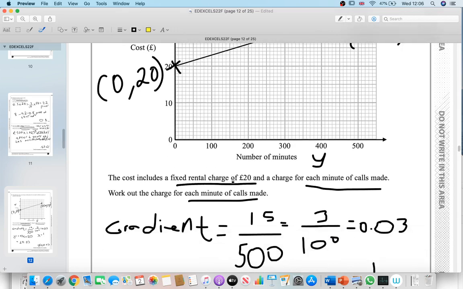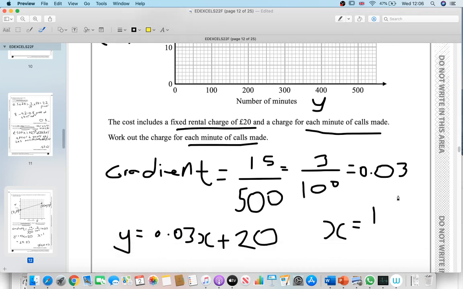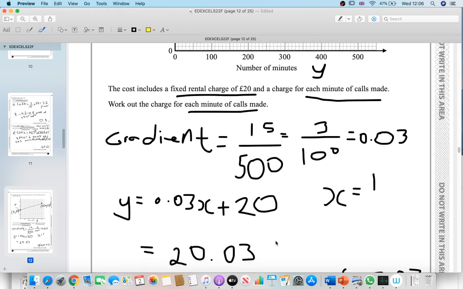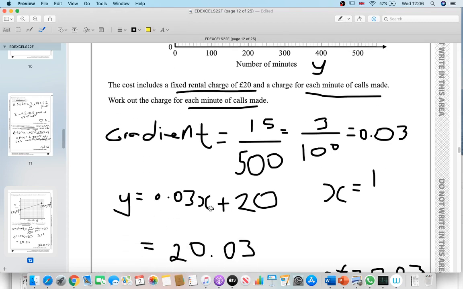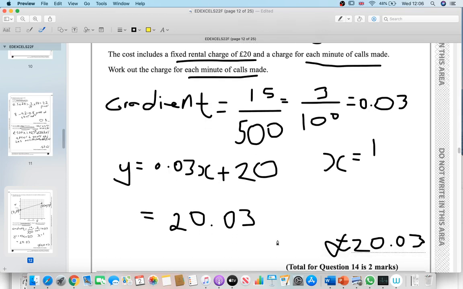35 take away 20 is 15. 500 take away 0 is 500. So the gradient is 15 over 500, which is equal to 0.03 on our calculators. So our equation in the form y equals mx plus c is y equals 0.03x plus 20. Now for each minute, all I do is sub in x equals 1. 0.03 times 1 is 0.03, add 20 is £20 and 3 pence.